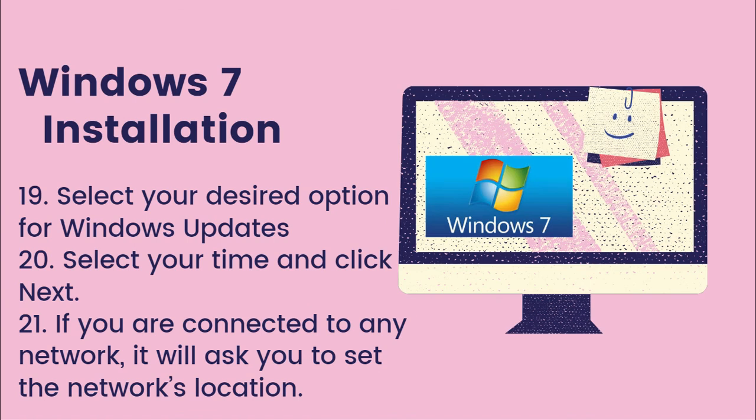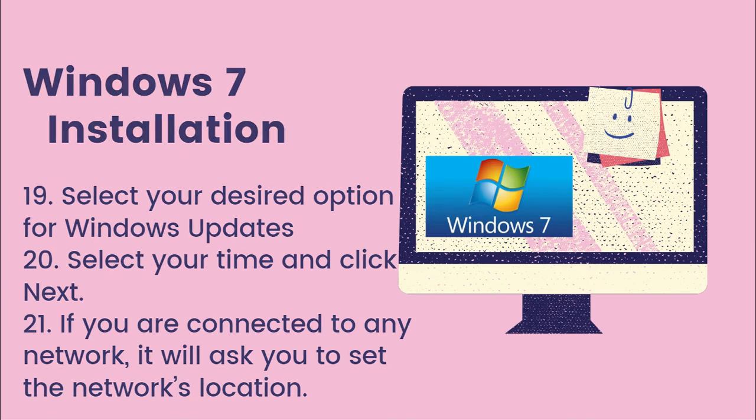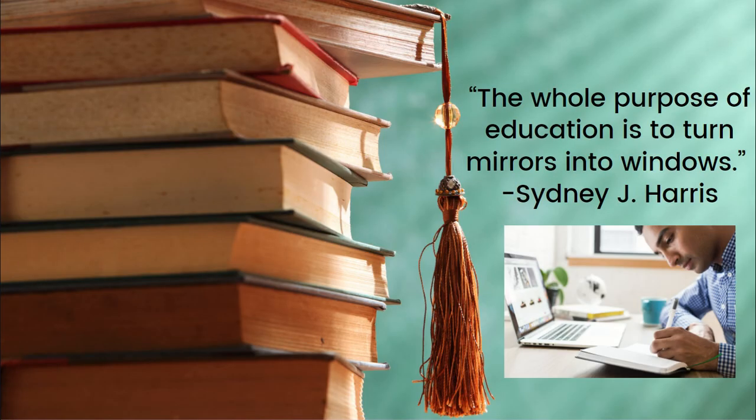Select your desired option for Windows updates. Select your time and click Next. If you are connected to any network, it will ask you to set the network's location.